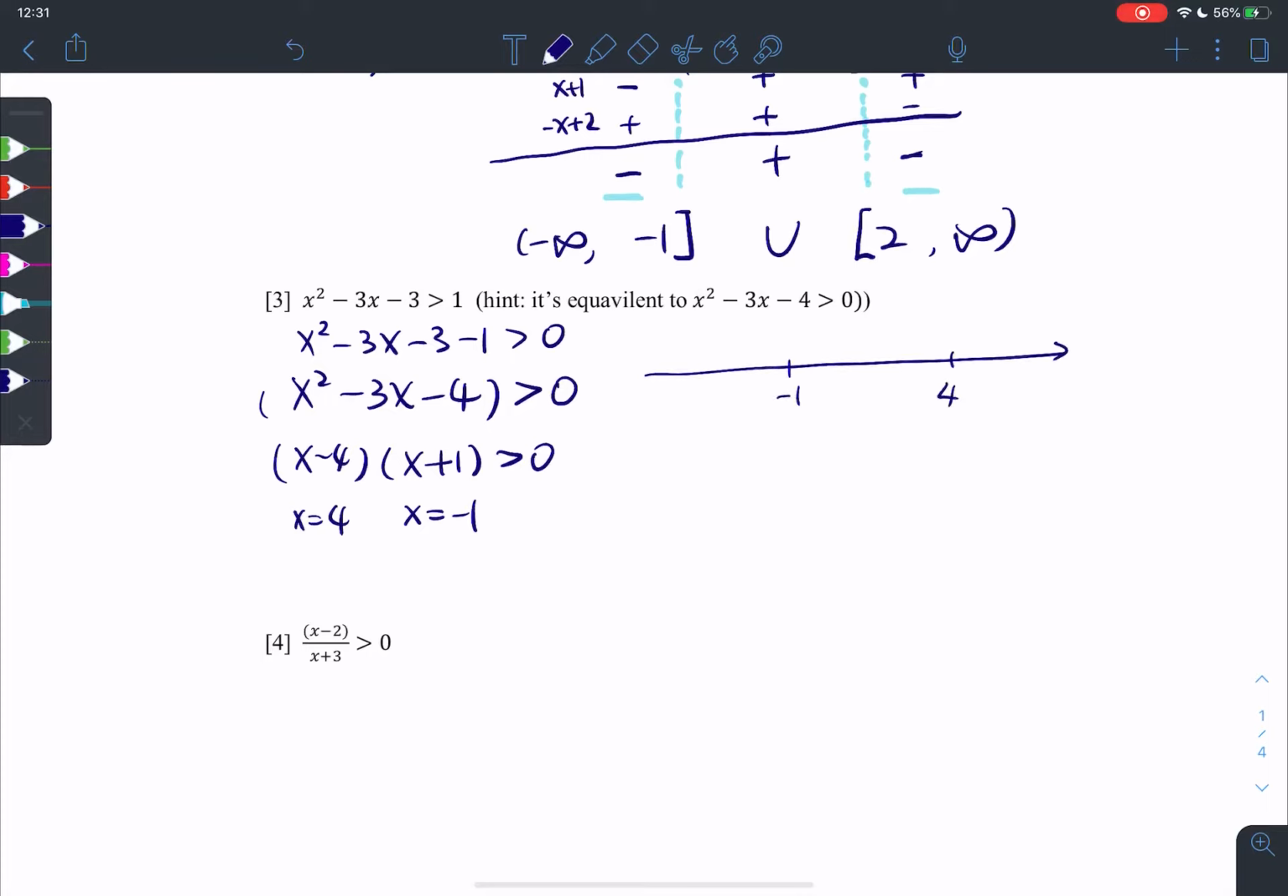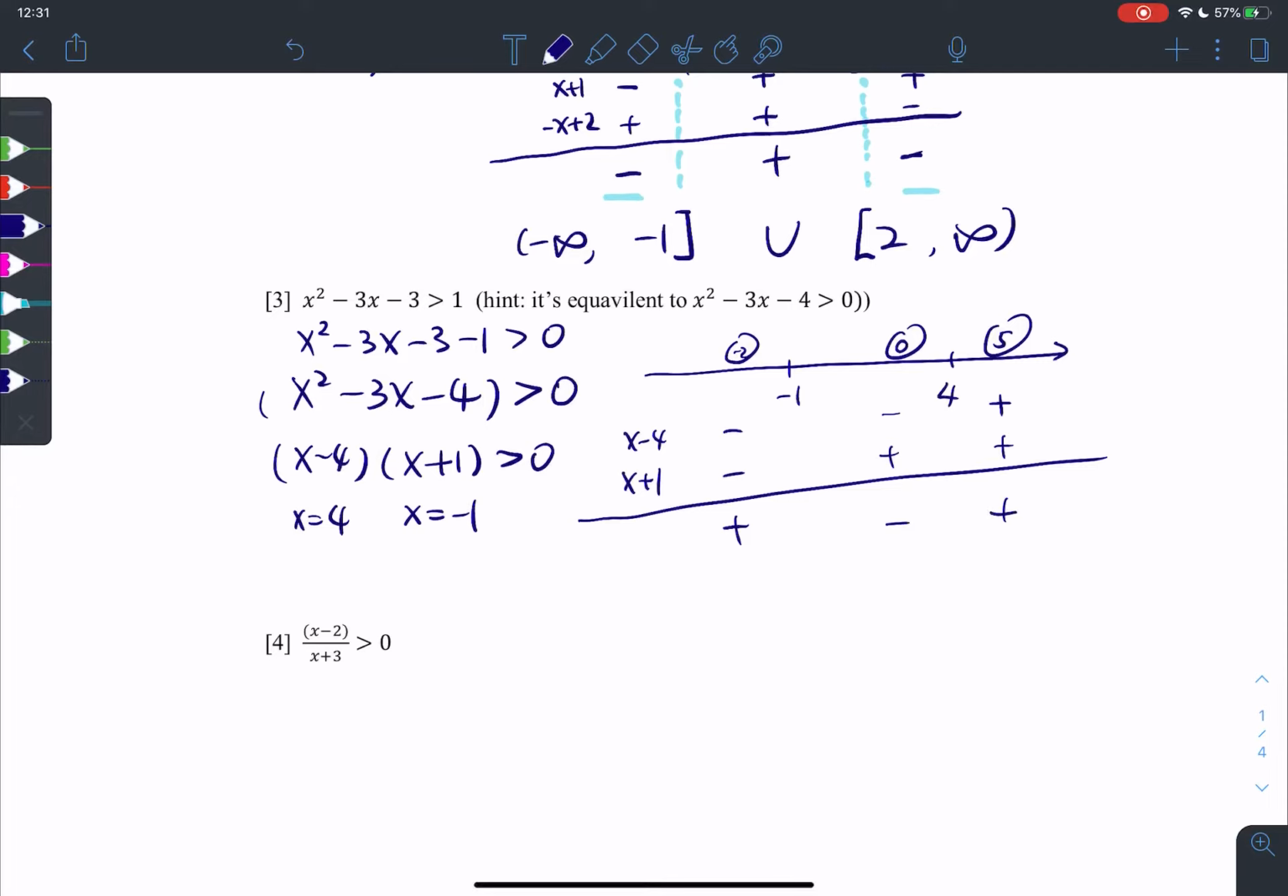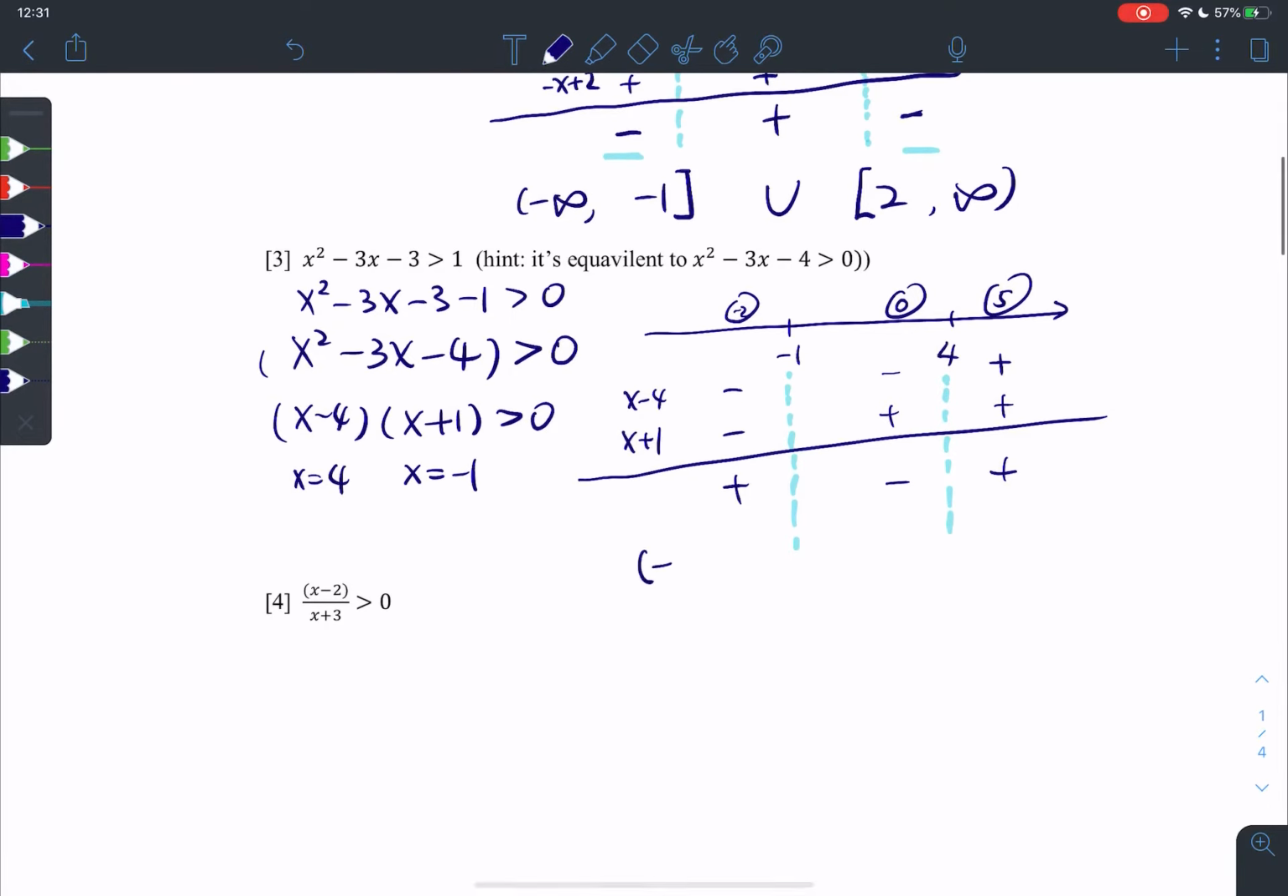Putting them on the number line in the correct order, the rest is relatively straightforward. You choose your testing points and then you put down the sign of each part. To put them together, your final conclusion is like that. Add the boundaries to make it easier to visualize. So my final answer is -infinity through -1 and 4 through infinity, and I should use parentheses.